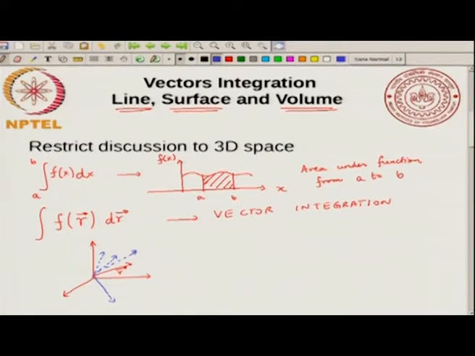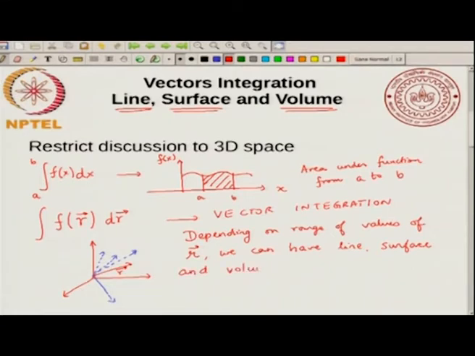Now there are different ways to do it. If you integrate over a range of values of R, if you say your R can be anywhere in some region, then you can have a volume integral. If you say your R has to be restricted to one line, then you get a line integral. So what I want to emphasize is that depending on the range of values of R, we can have line, surface and volume integrals.